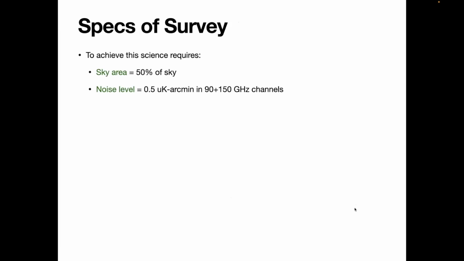And the noise level has to be about 0.5 micro-K arcminute in temperature. And this is in your combined CMB channel, so 90 plus 150 gigahertz. The resolution needs to be 15 arcseconds, not only to achieve the high resolution, say for the CMB lensing power spectrum, but also to remove foregrounds enough so that you can realize this low noise level. Otherwise, the foregrounds will just contaminate everything.